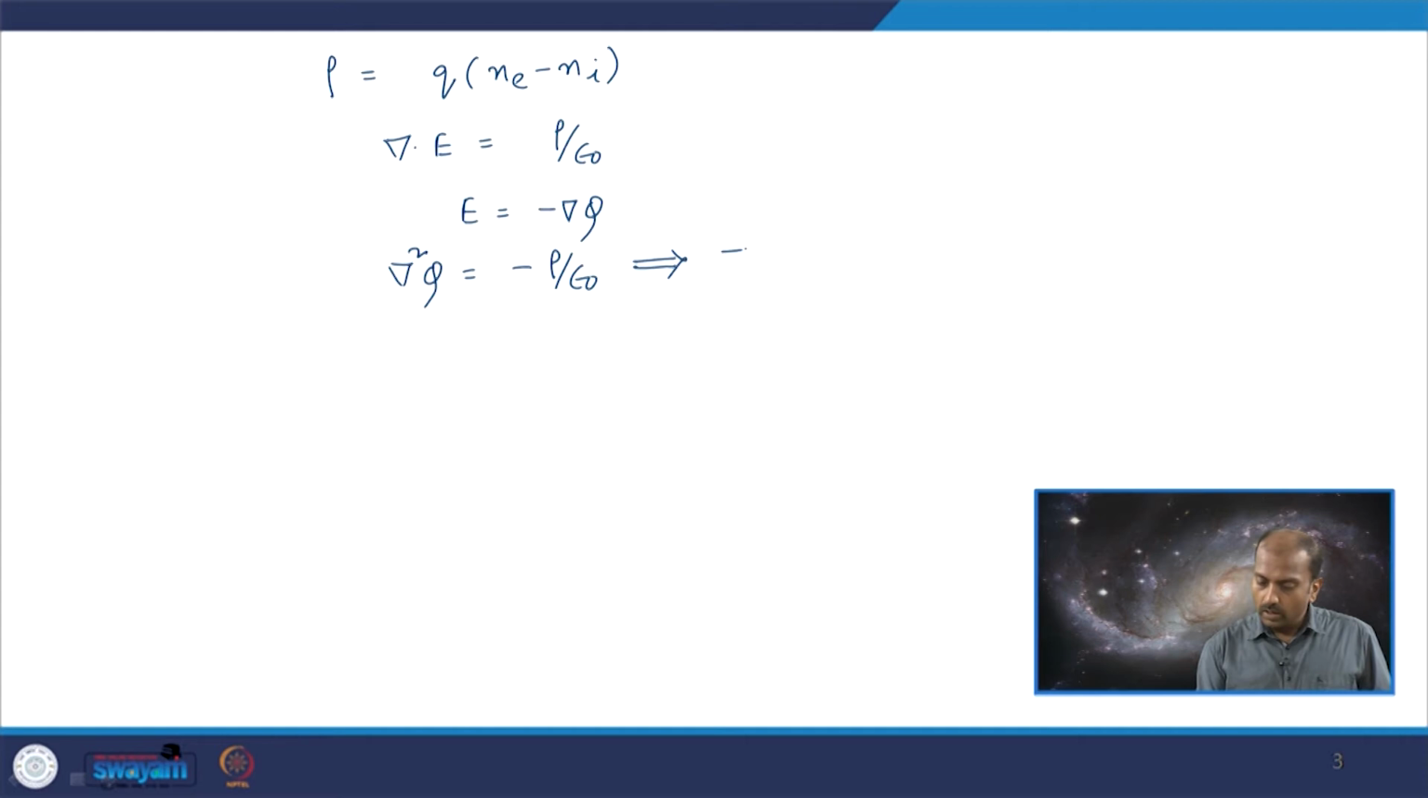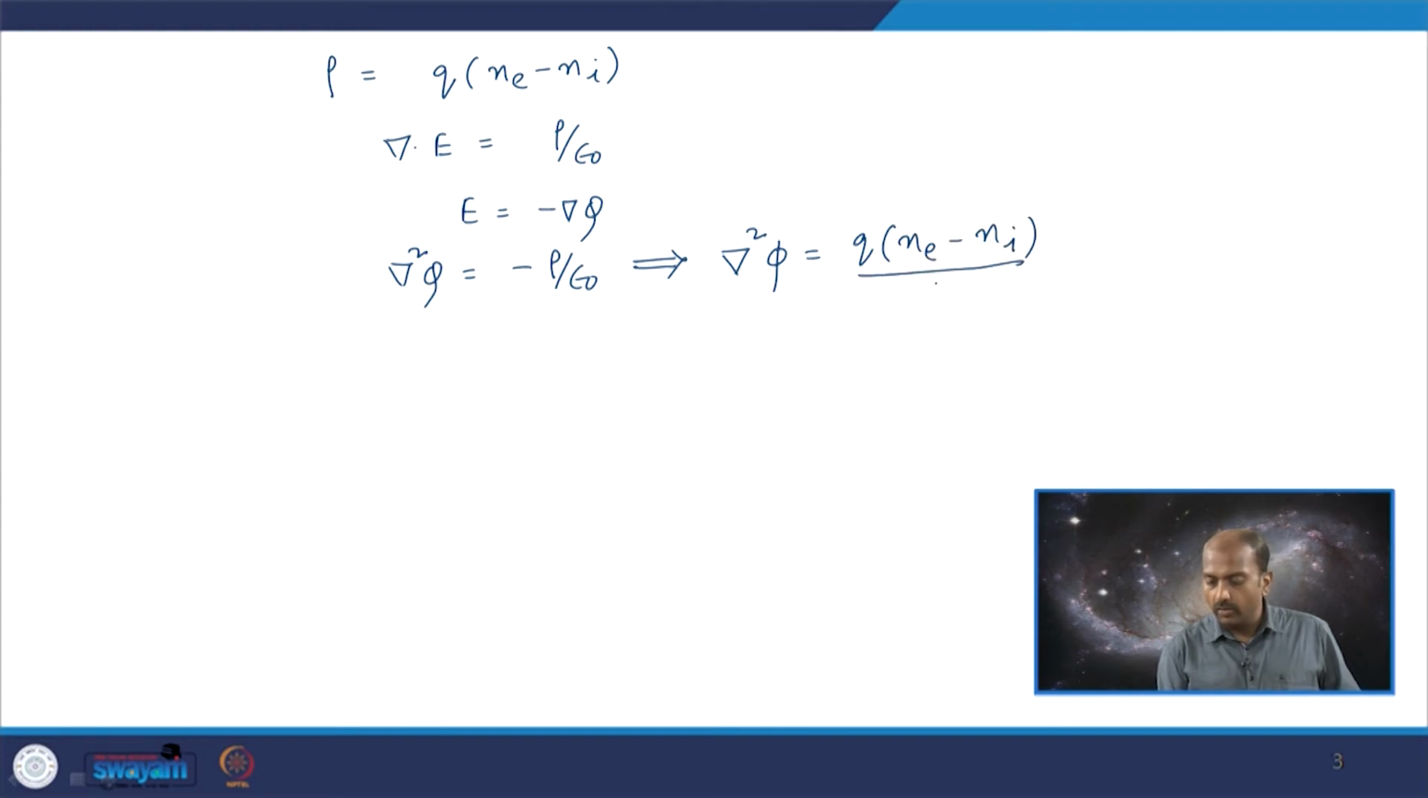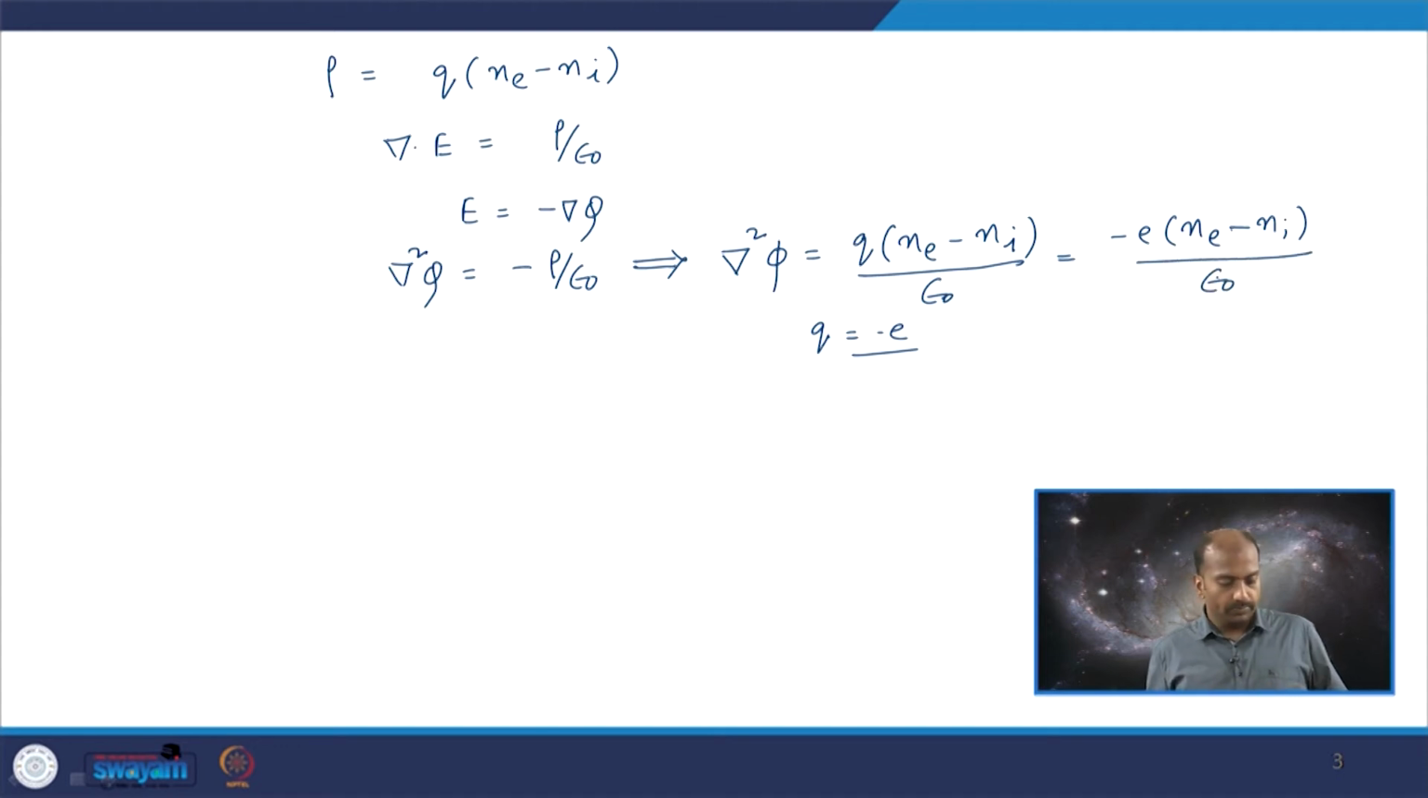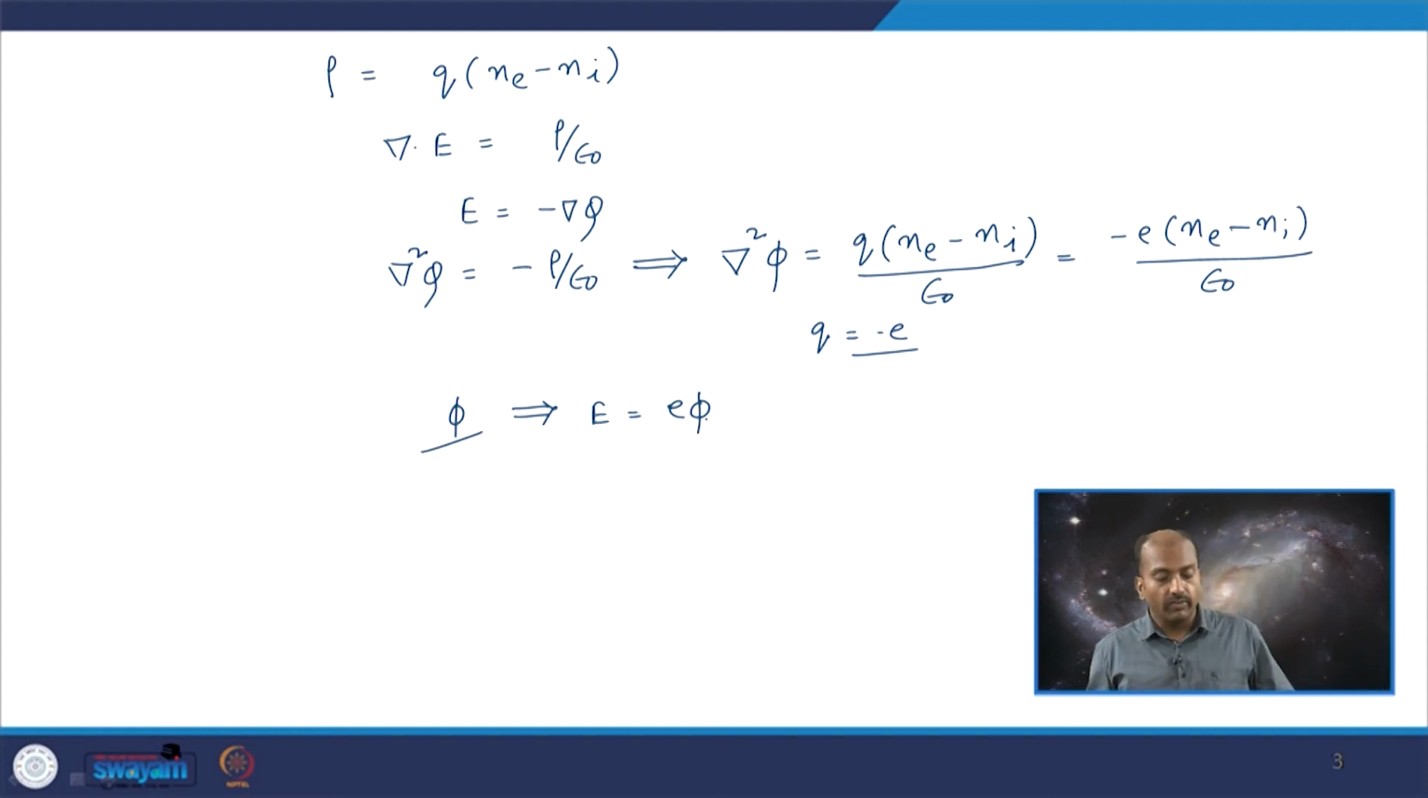That means del square phi is equal to Q times Ne minus Ni divided by epsilon naught. Or in simple terms, since the nature of this charge is going to be negative, Q is equal to minus E, we can write this as minus E times Ne minus Ni divided by epsilon naught. Now, if you have a potential phi and the particle experiences this potential, the energy will be E phi. E is the particle's charge and phi is the potential, right.